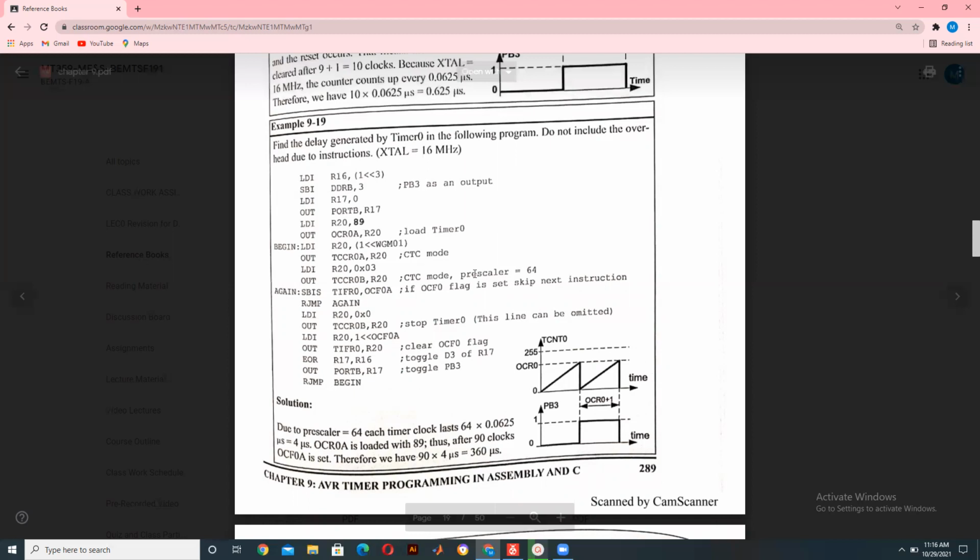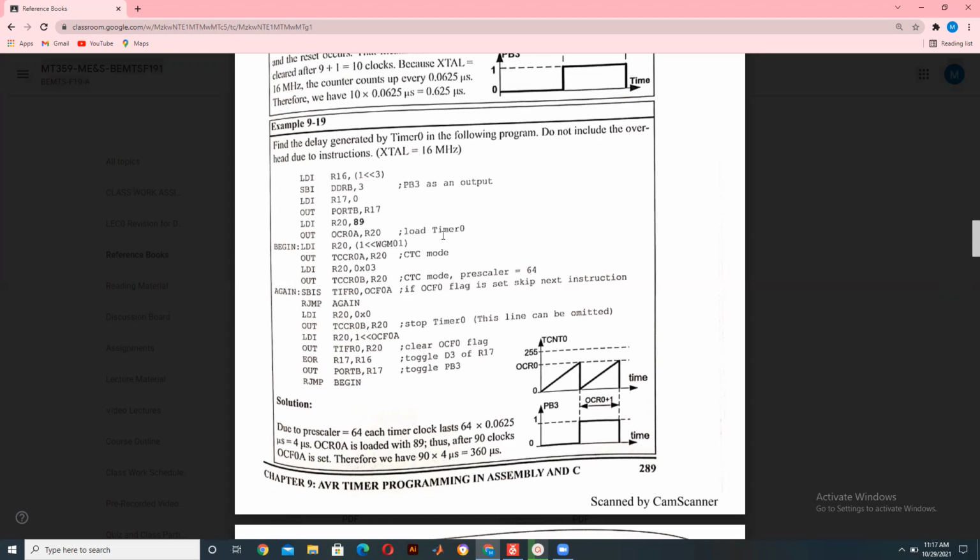Next question: find the delay generated by timer 0 in the following program; do not include the overhead due to the instructions. For the first one, we have the value 89 given over here. In this procedure, we use the prescaler of 64, so each timer clock lasts 64 multiplied by 0.0625 microseconds, since the clock frequency is 16 megahertz.